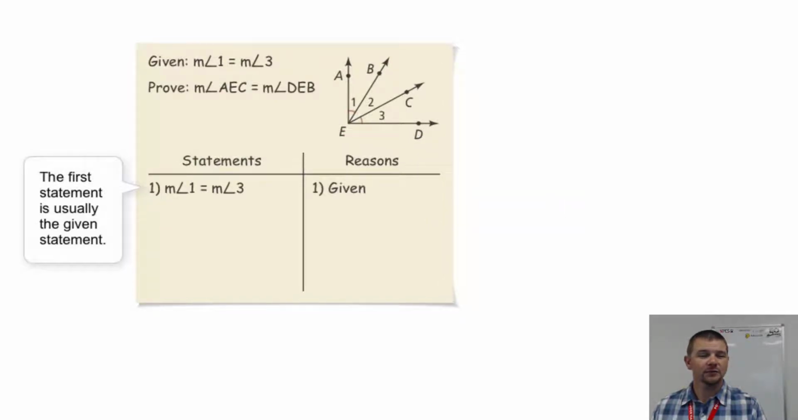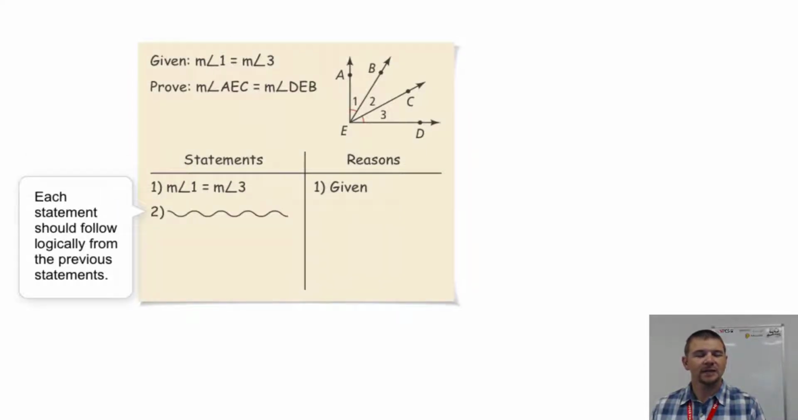The first statement is usually the given statement. In this case, that's statement 1, the measure of angle 1 equals the measure of angle 3. And the reason? It's given. Each statement should follow logically from the previous statements. So here we see statement 2, statement 3, and then their associated reasons or justification on the right, also labeled with 2 and 3, to make it easy to match up statements and reasons.